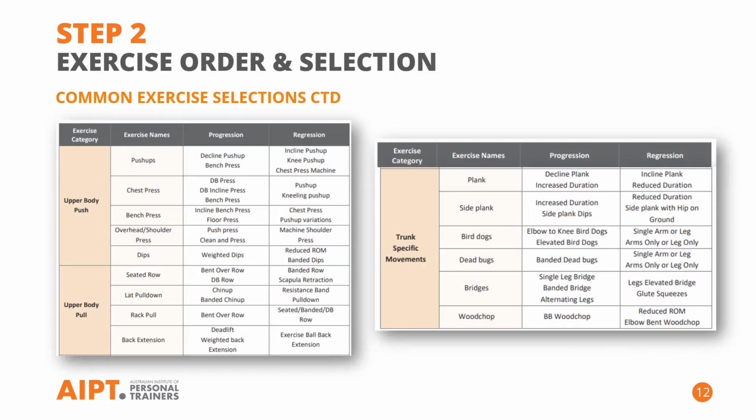And here we have some more common exercise selections that are provided in your step-by-step PDF resource. So we're not going to spend too much time going through all of these, but just be aware that you can go into this PDF file and find out a lot of different progressions and regressions from some common movements and common exercise selections that you can use within your own programming.